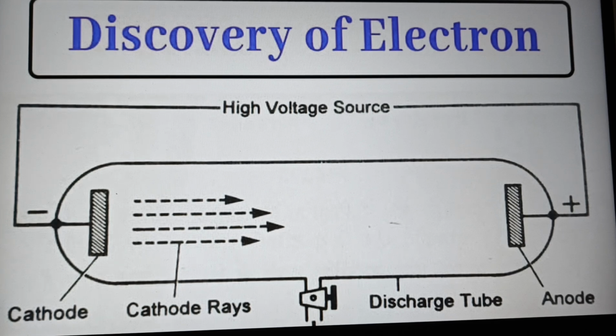Next we see real life use of cathode rays. The old TV screens and computer monitors use cathode rays to display images. Now let's move towards our topic, which is atomic number. First of all, we see the discovery of atomic number.